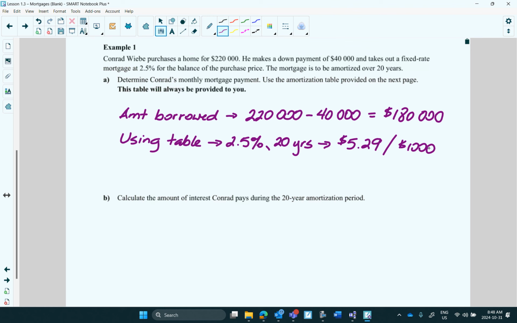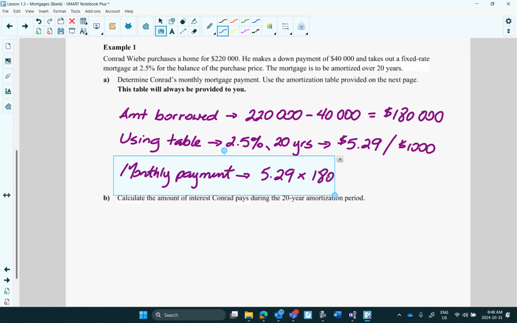But he's borrowing 180 of those. So we have to multiply 5.29 by 180. So his monthly payment is $5.29 times 180, which gives us $952.20. That's how much he has to pay per month.